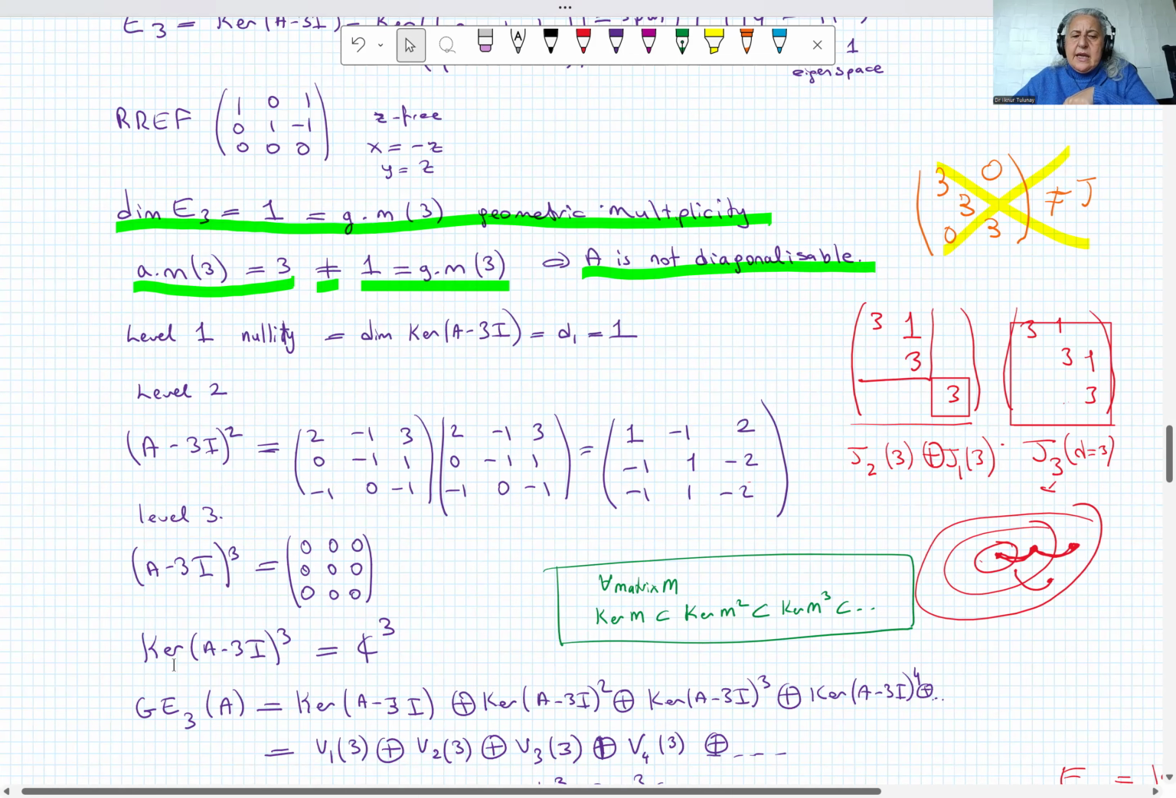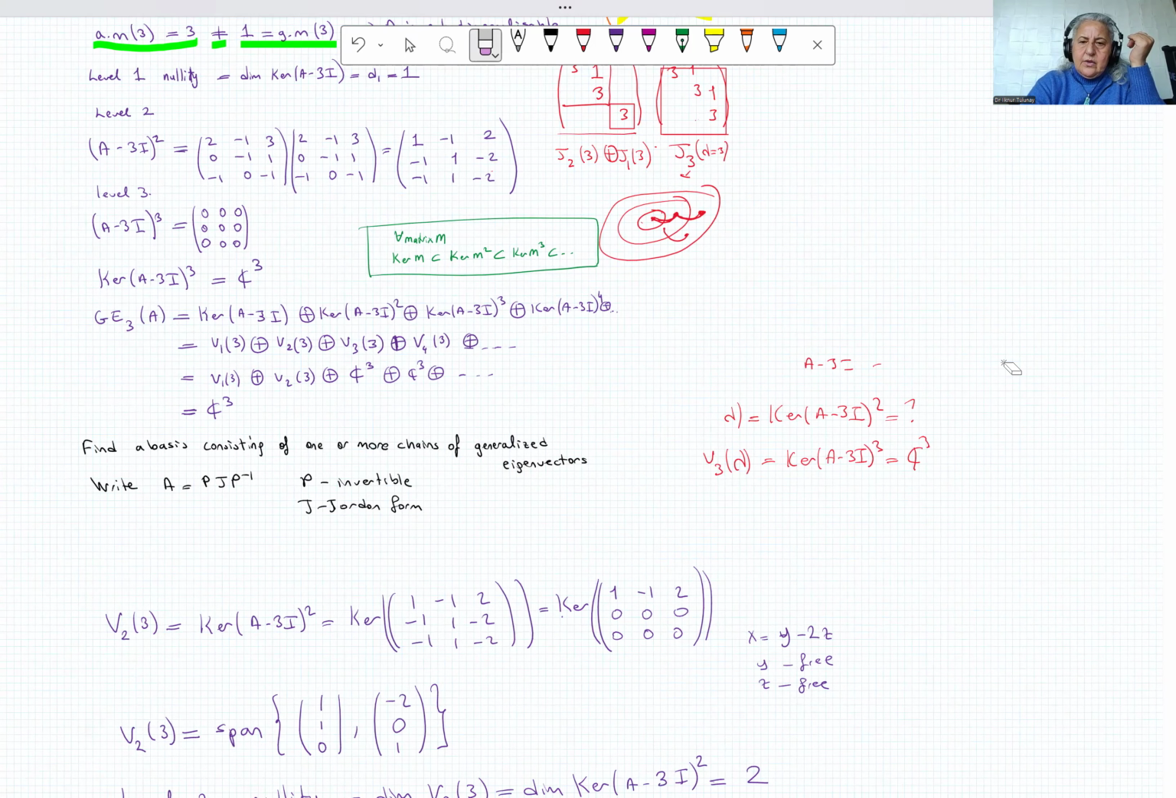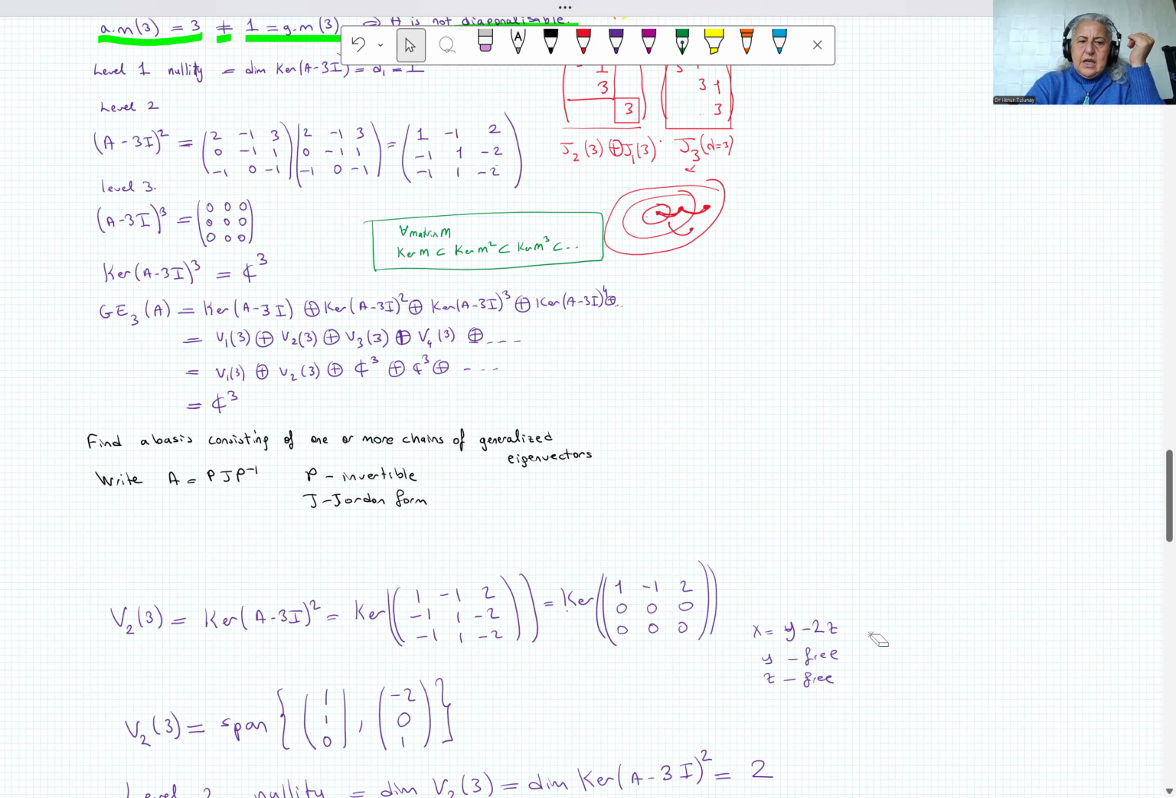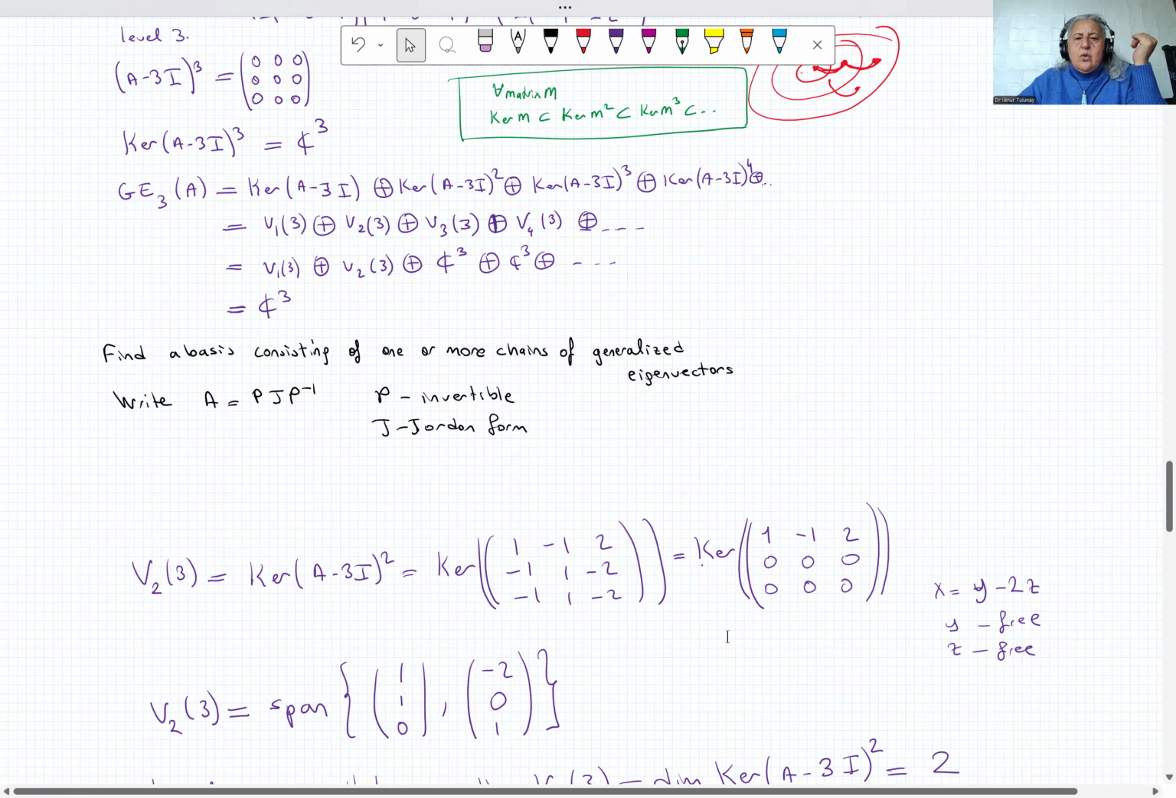So next, we would like to find out, these are the other notes, so I'll just clean it up. Okay, so we would like to find a basis that consists of one or more chains of generalized eigenvectors so that we can construct the Jordan form and the P matrix, right? These chains will give us the P matrix as we've done before.